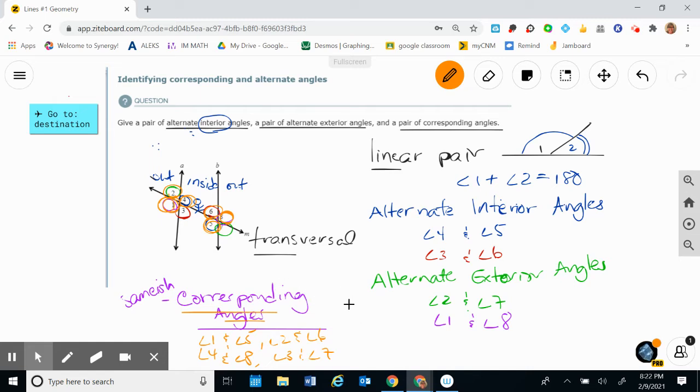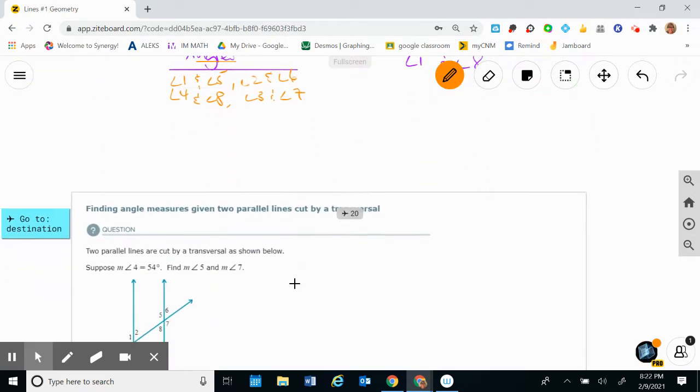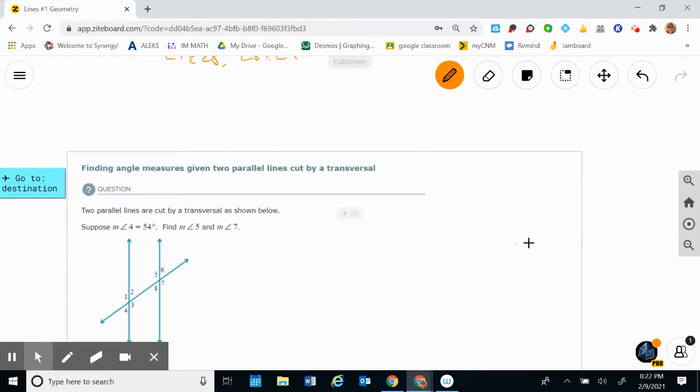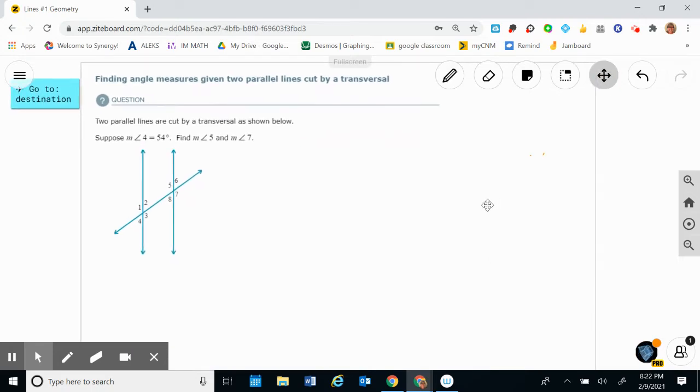All right, so you're welcome to go look at the explanation when you do this and add on to these notes, okay? All right, so this one says finding angle measures given two parallel lines cut by a transversal. Okay, so now the difference is they give you parallel lines. The way you mark parallel lines is this. You do this little arrow. Now they just told you, so they didn't bother to show you that this is the way you would mark parallel lines with a little arrow on it. Okay, they're cut by a transversal.